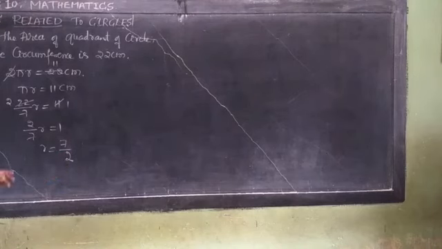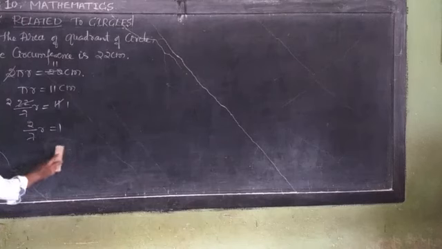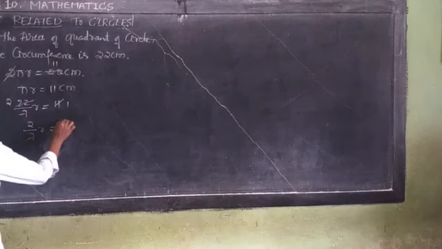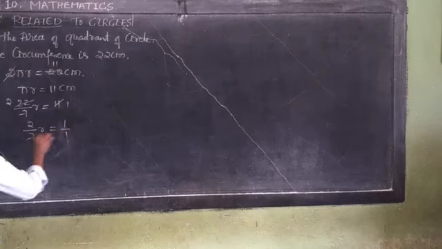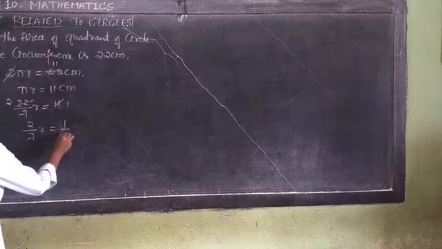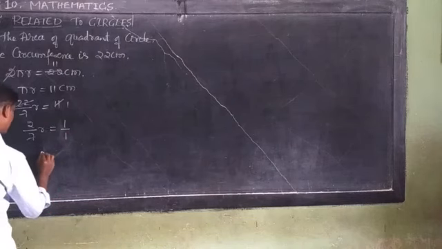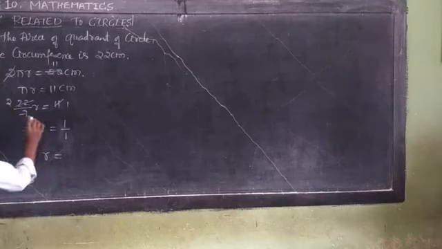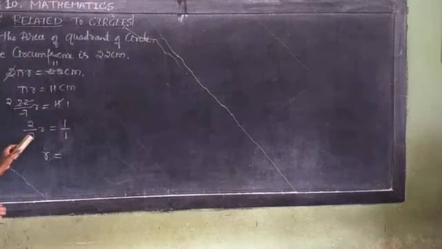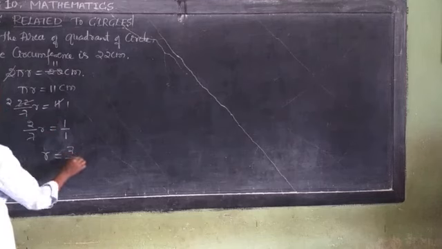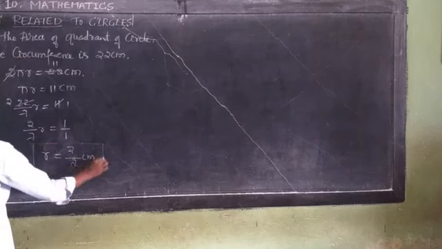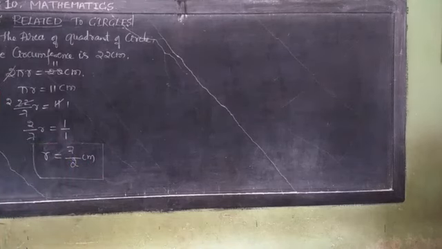To clearly understand this is very important. Here we have a fraction, and we can write 11 as 11 by 1. If you want the value of r, you just transfer this. We have to keep r as it is. Only the 7 has to be transferred. 7 ones are 7, 2 ones are 2. The value of r is 7 by 2 centimeter.